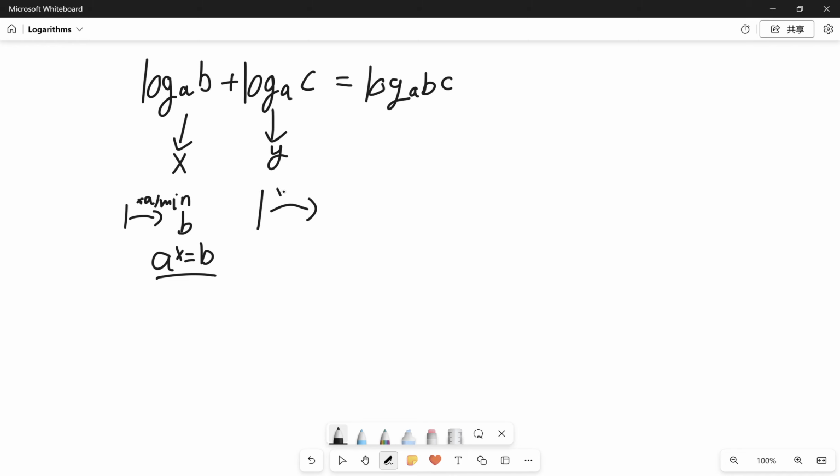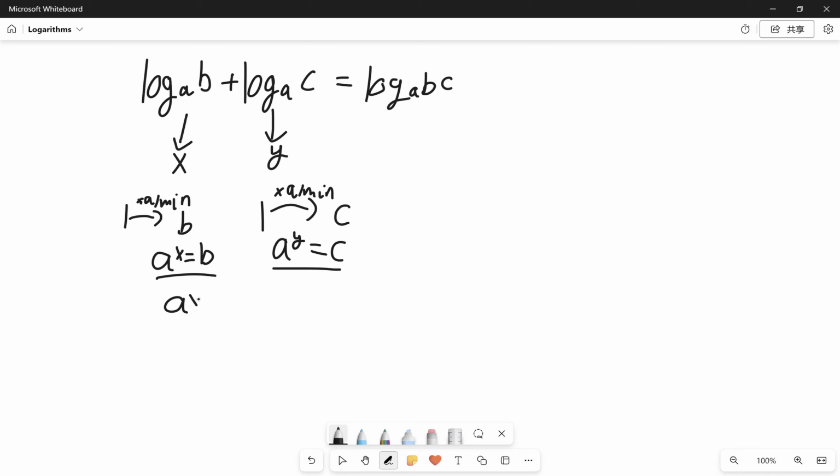Same for this. You start from 1, and then you multiply by a every minute until you get the size of c. Now how many minutes does it take? It takes y minutes, as we defined here with our variable. It takes y minutes, or it takes log base a of c minutes. So this means that if I start with 1, and I increase the size of 1 by a factor of a every minute for y minutes straight, then I get my final size c.